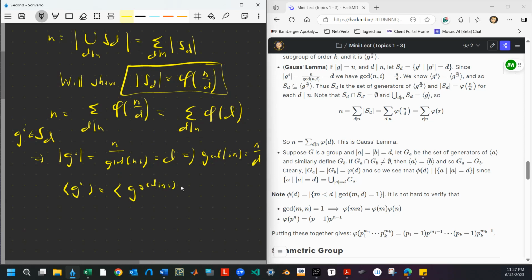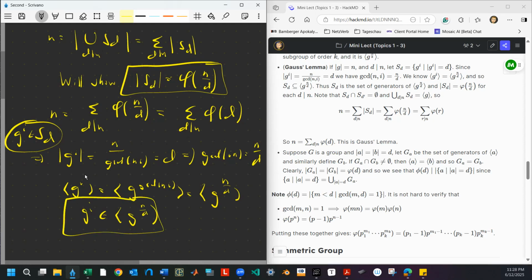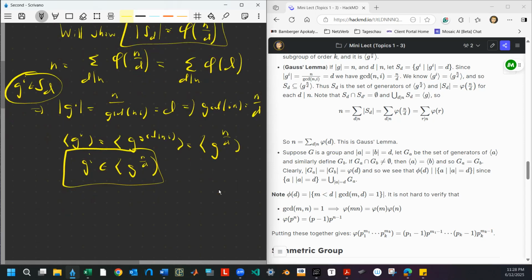We've seen that above too, right? But now, because this is just equal to G to the N over D, for every G_i in S_D, I get that G_i is G^(N/D) to some power. So now I'm in a situation where I'm looking at things with a certain structure.